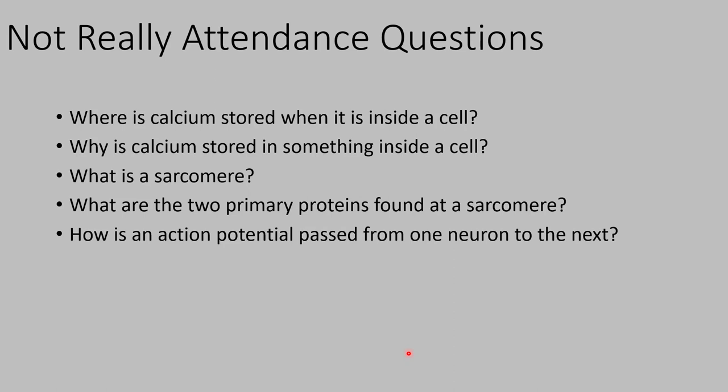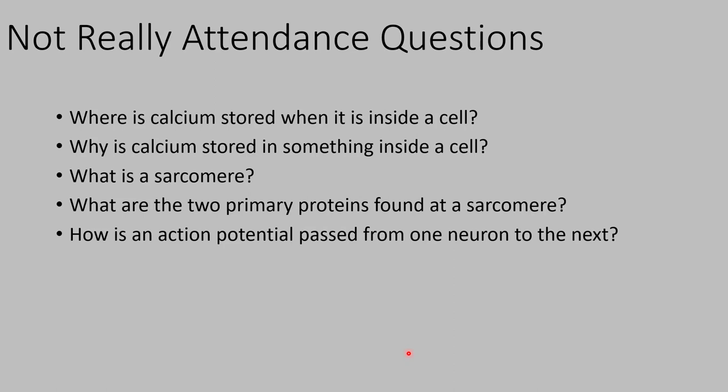What is a sarcomere? Remember, a sarcomere is the functional contractile unit of muscle, both skeletal and, as we will also see in Bio 139, and maybe a little bit at the end of this chapter, cardiac. Cardiac muscle and skeletal muscle both use sarcomeres, and sarcomeres are the functional contractile unit of muscle cells. What are the two primary proteins found at a sarcomere? Well, there were quite a few proteins that make up a sarcomere, but the two primary were actin and myosin. We will be looking at those quite a bit today.